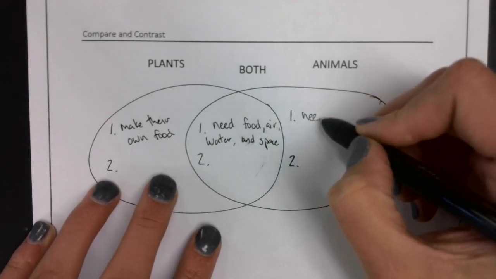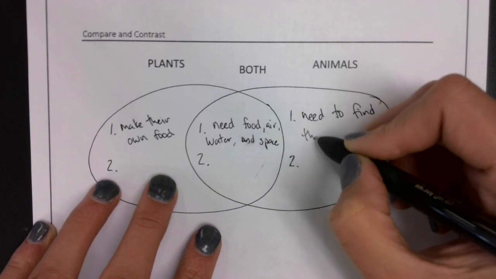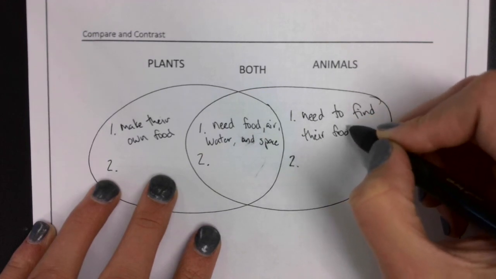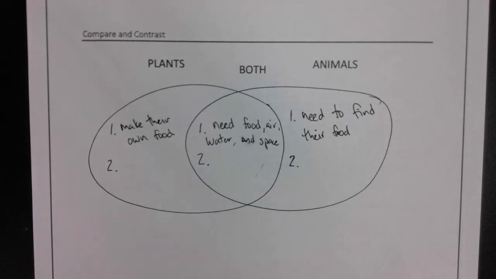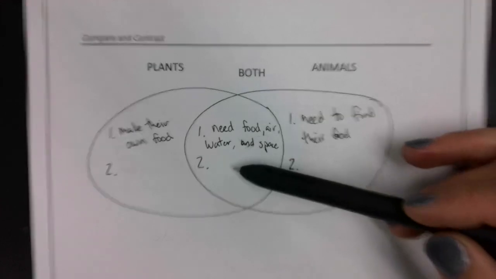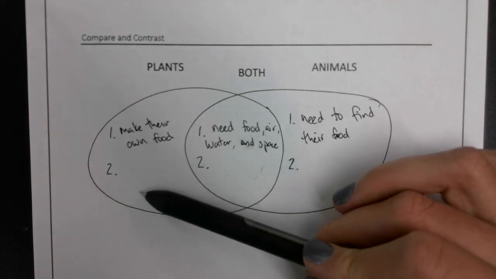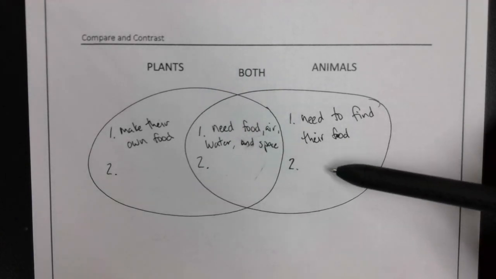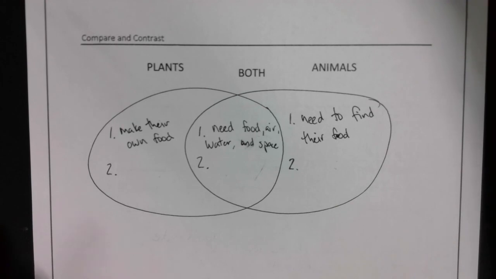Animals need to find their food. They can't make their own food with their bodies like plants can with their stems and their roots and their leaves. Think of one more for all of those. How are plants and animals the same? That would go right here. What's something that's just a plant that makes it different from an animal? And then what's something that's just for an animal that makes it different from a plant?